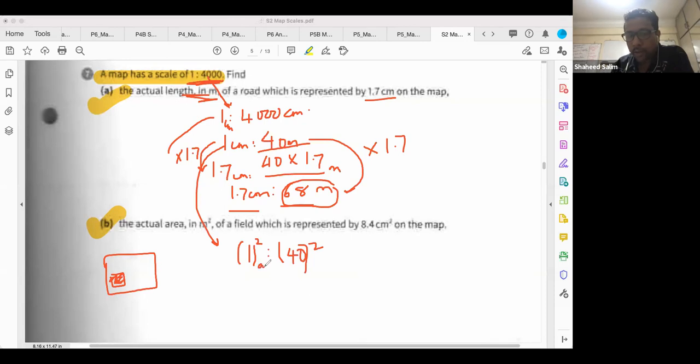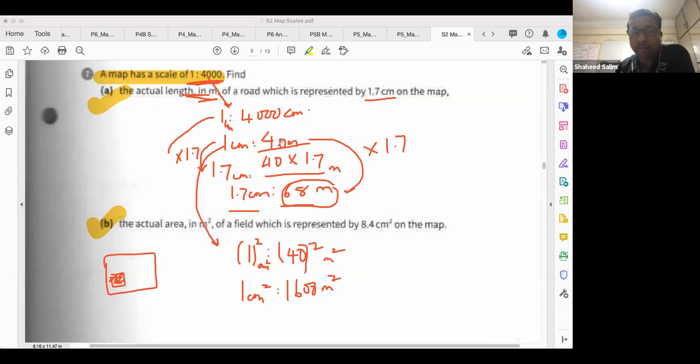This one is 1 cm square, this one is 1 meter square. Watch, 1 square cm represents 40 times 40, 1,600 square meters. You say, how is this possible?